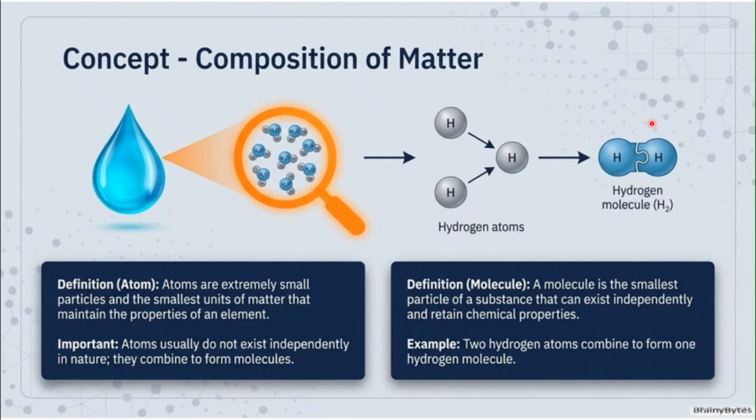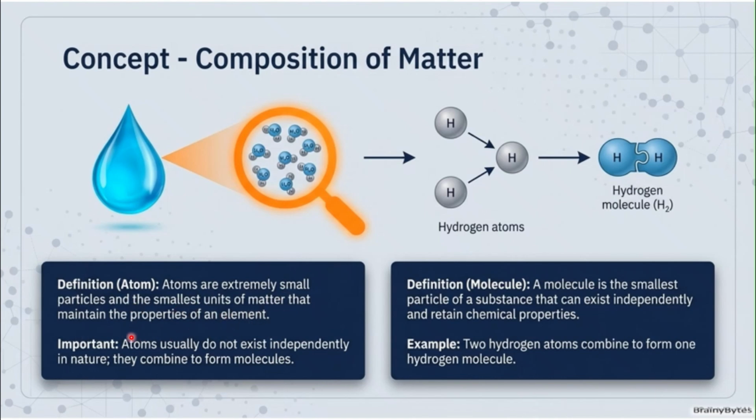Now, let's deep dive into understanding the concept of composition of matter. Matter is made of tiny, tiny particles called atoms. Some atoms are loners, but most like to team up to form molecules. In simple terms, atoms are the building blocks of matter. They are the smallest unit of matter that maintains the property of an element.